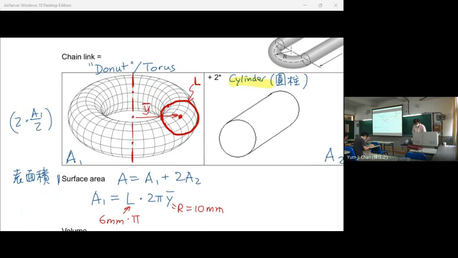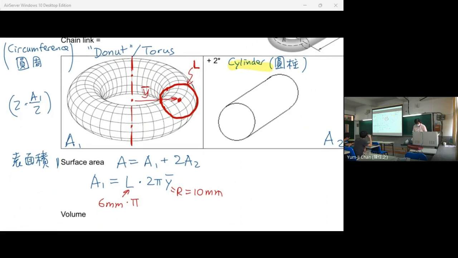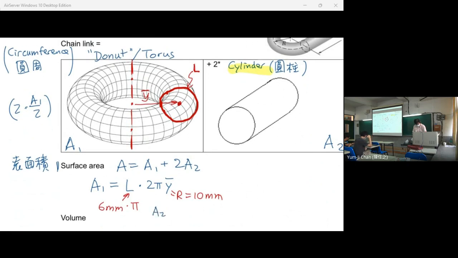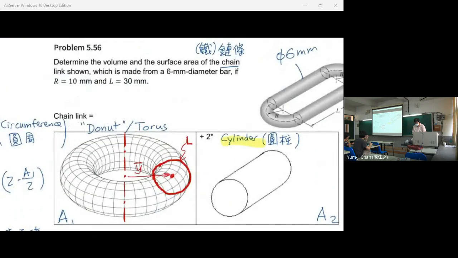I think I have told you, circumference is 圆周哈. So this is A1, and A2 is equal to 2 times 30 times 6 times pi, because this is L, and L is equal to 30 millimeter. This one, right?